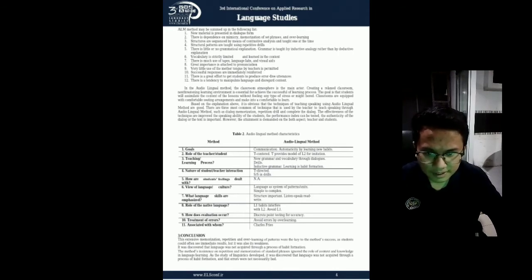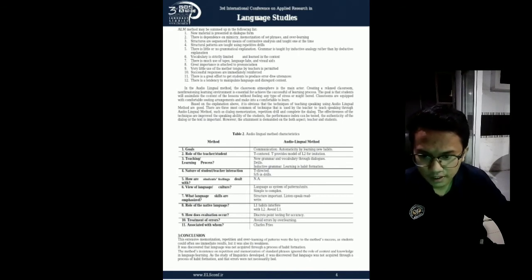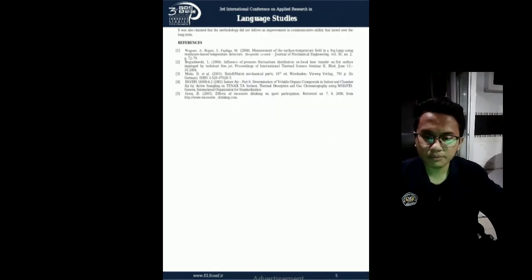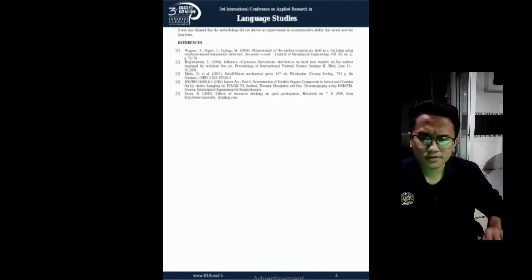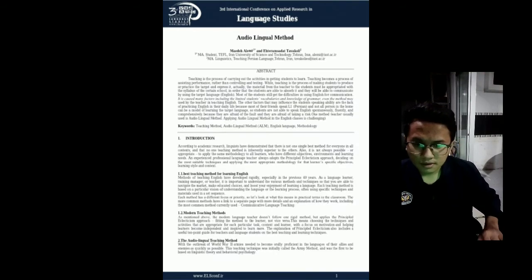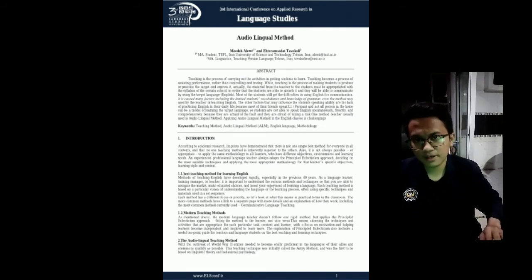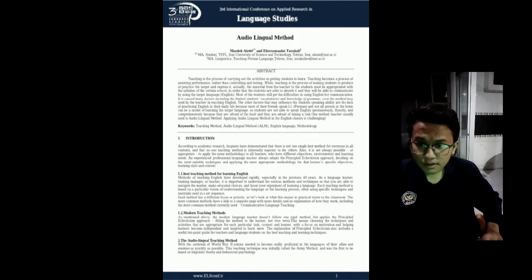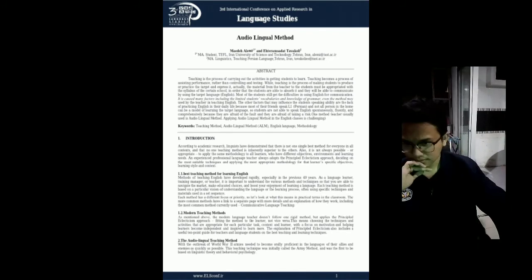Audiolingual method characteristics. There's also a conclusion here. So I'm going to wrap up in a moment. Let's get back to the first page, shall we? Let's see the abstract. Of course, they have a very good example of an abstract. The first one, the introduction, is a good way to start to know what we're dealing with, the audiolingual method.